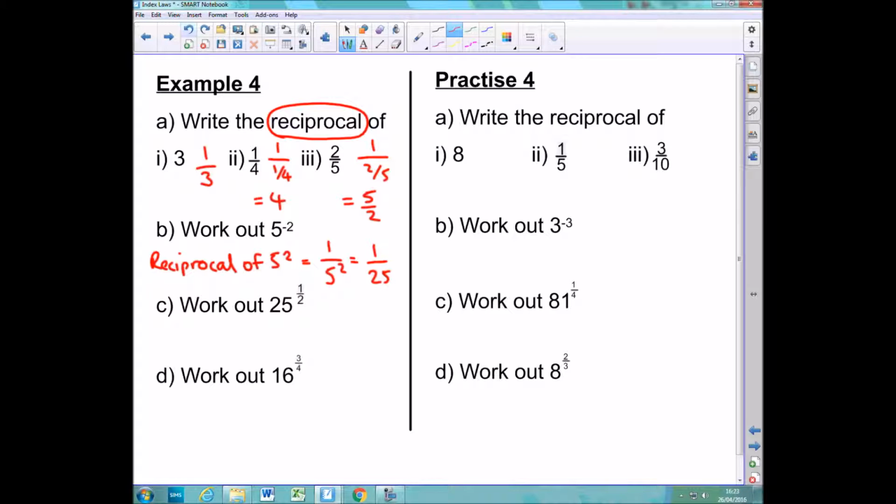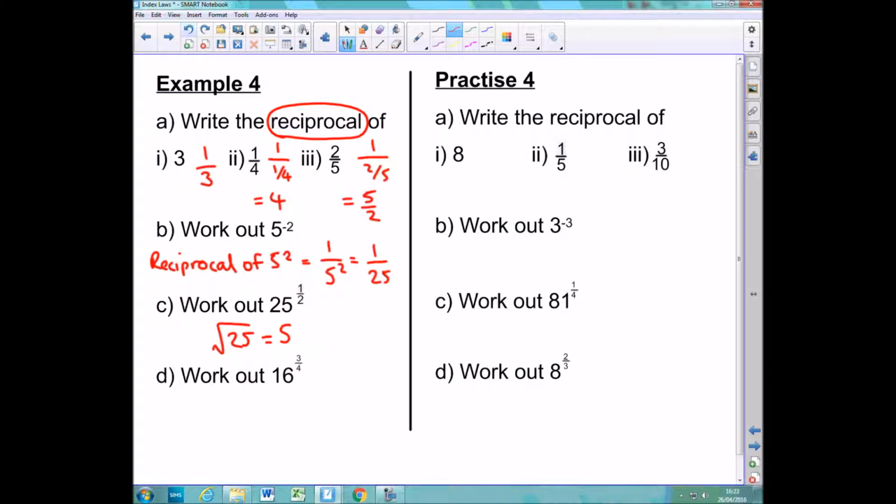So next we're going to look at what happens when we power up by a fraction. Now here I've got 25 to the power of a half. Now a power of a half actually means square root. So here I'm asked to square root 25. Now the square root of 25 is 5 because 5 times 5 is 25.